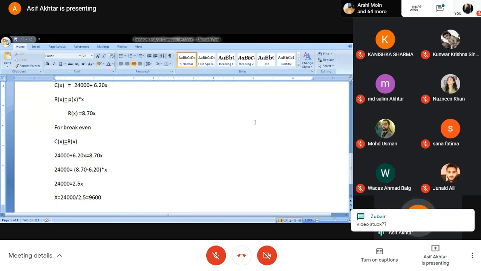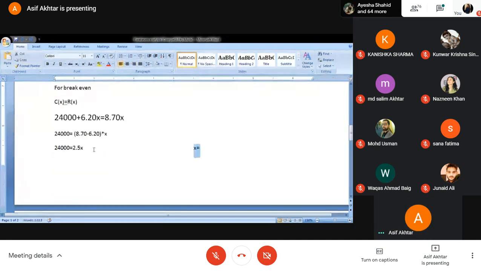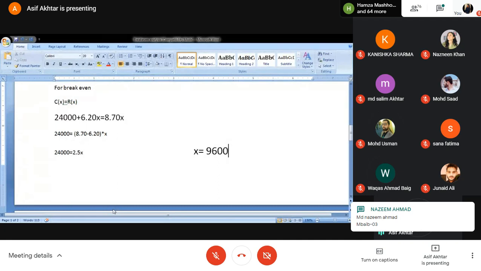If you equate this from this, what is the value of x that we are getting? It's 9600. All of you please cross check. Are you getting the same answer? X is equal to 9600? Okay. Now this is the numerical value, x is equal to 9600.